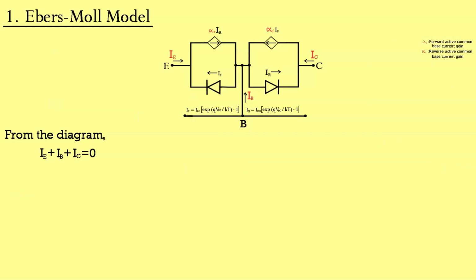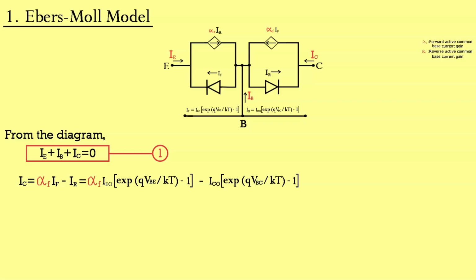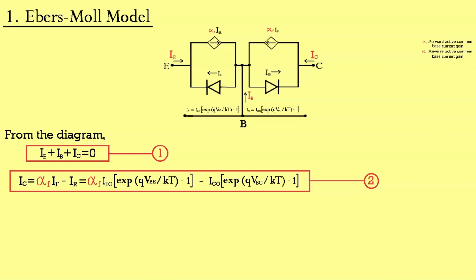From the diagram, emitter current plus base current plus collector current equals 0. Let's number this equation as the first equation. Collector current is equal to the forward active mode common base current gain times the forward current flowing through the emitter-base diode, minus the reverse active mode current flowing through the collector-base diode. We know the values of forward and reverse current, and substituting the values we get this expression for collector current. Let this be the second equation.